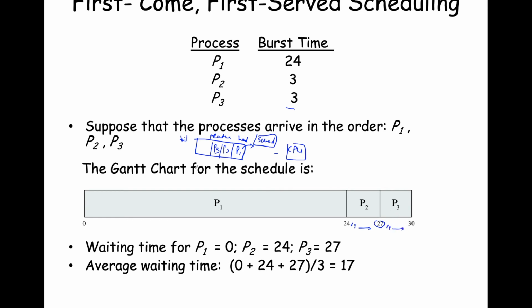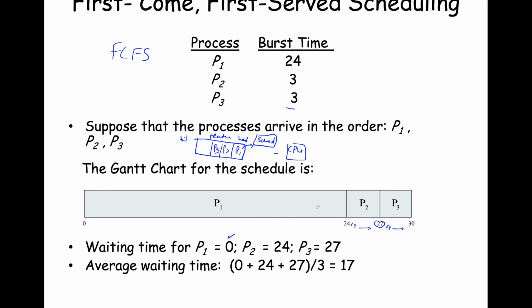Okay, so this Gantt chart lays out in time what the execution is for each one of these processes, P1, P2, P3, using this first come, first served scheduling. And so if we were to look at the waiting time, we're going to add up the amount of time each one of these processes, P1, P2, and P3, waits. So we start out, P1 does not wait because it starts at time 0. So its waiting time is going to be 0.